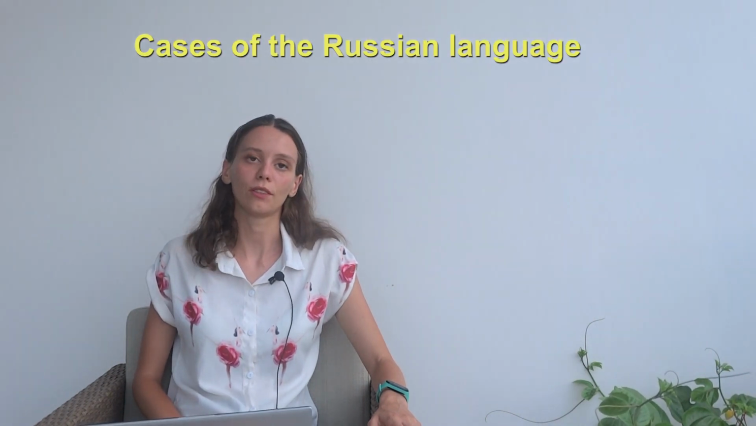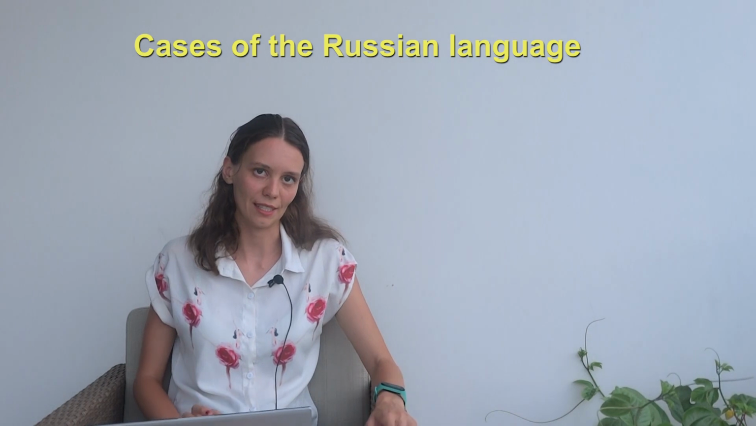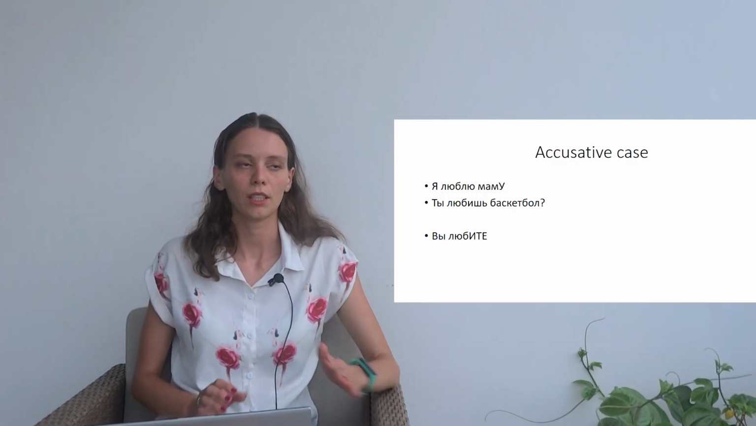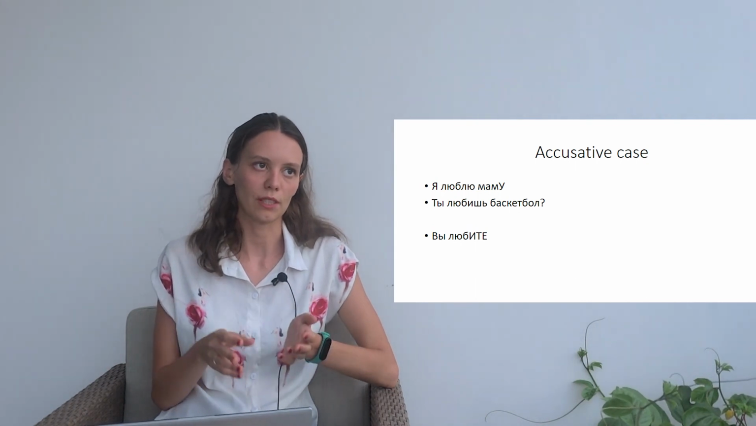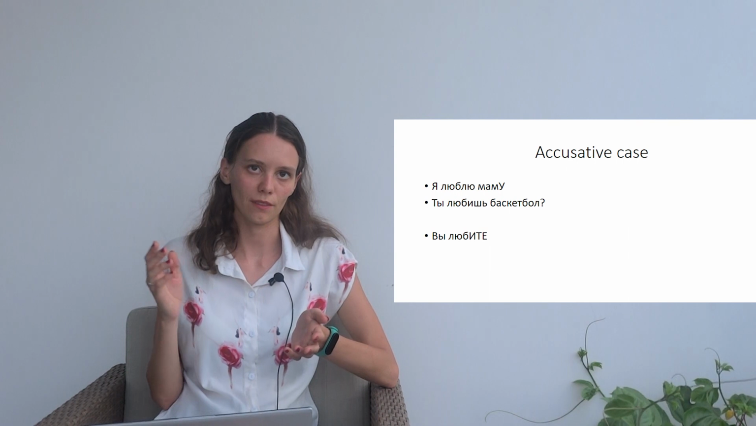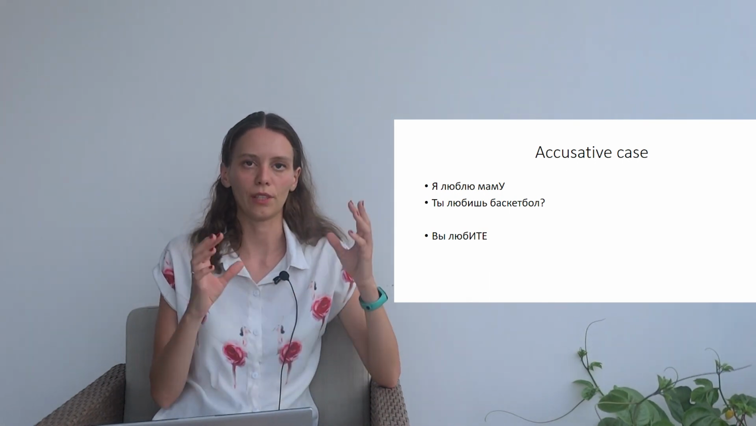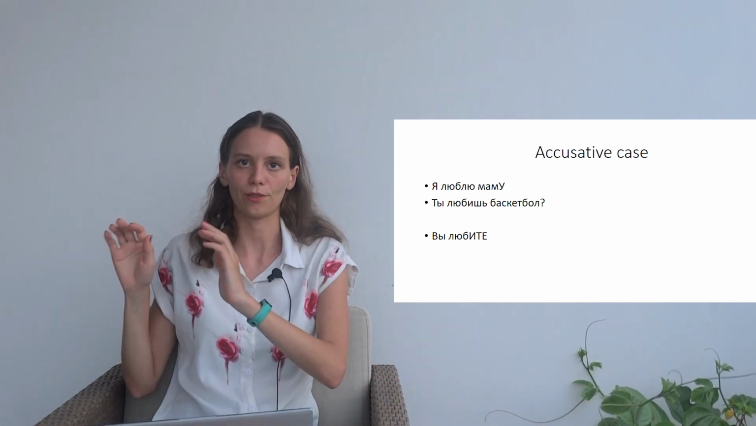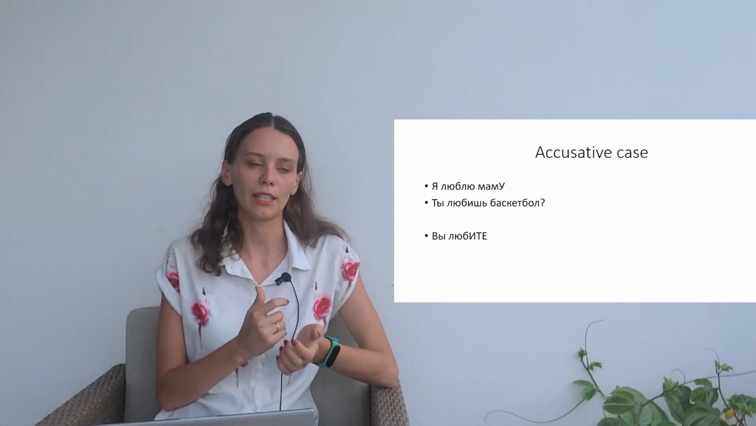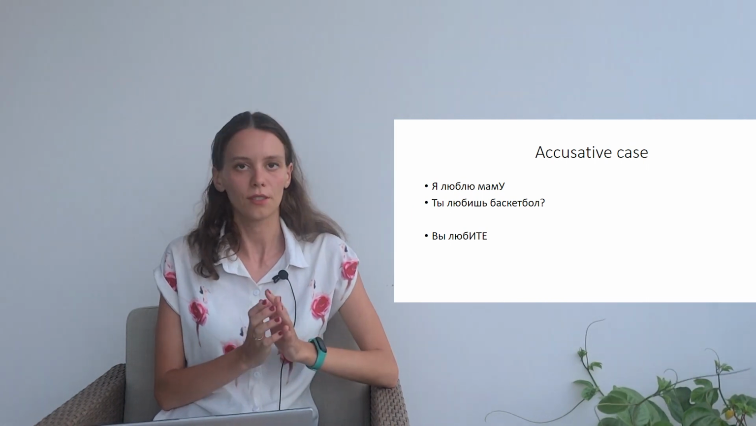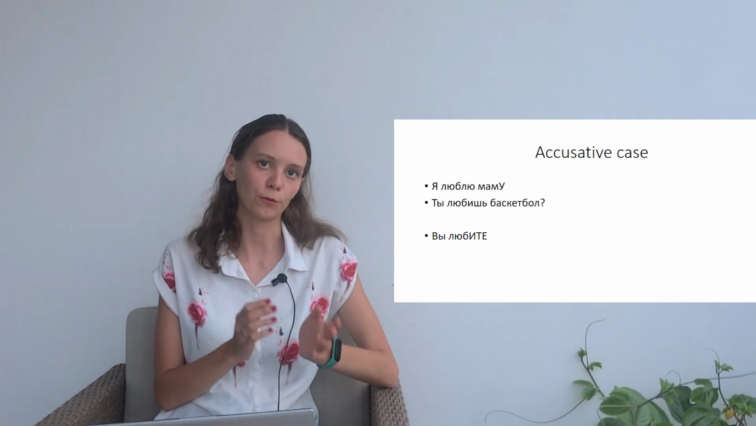And today we'll look at 2 of 6 Russian cases. So the first is accusative. Wherever we want to say I love something or somebody, I want something, I bought something. So whenever we do an action to an object or to a subject, we have to use accusative. But in this case, we have to change only feminine words. So the words that end on a, we change them for u. For example, to say I love music, we say я люблю музыку.